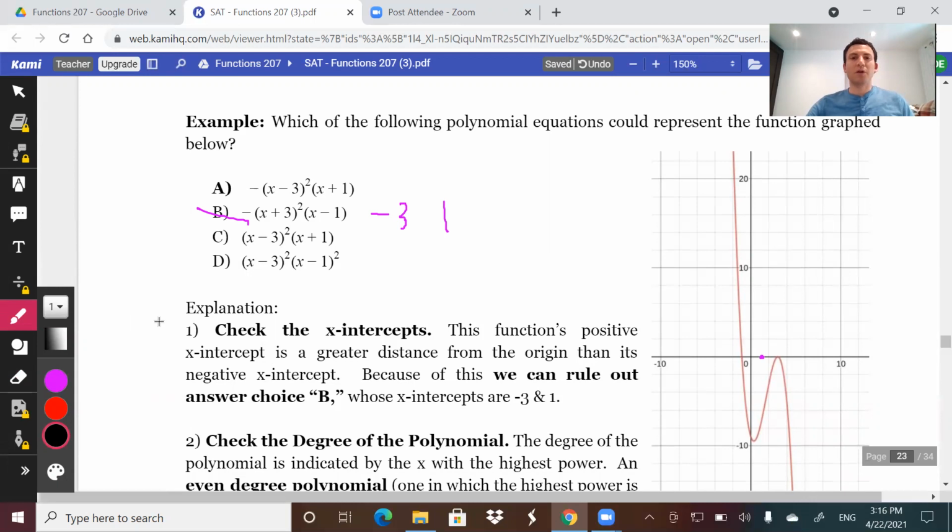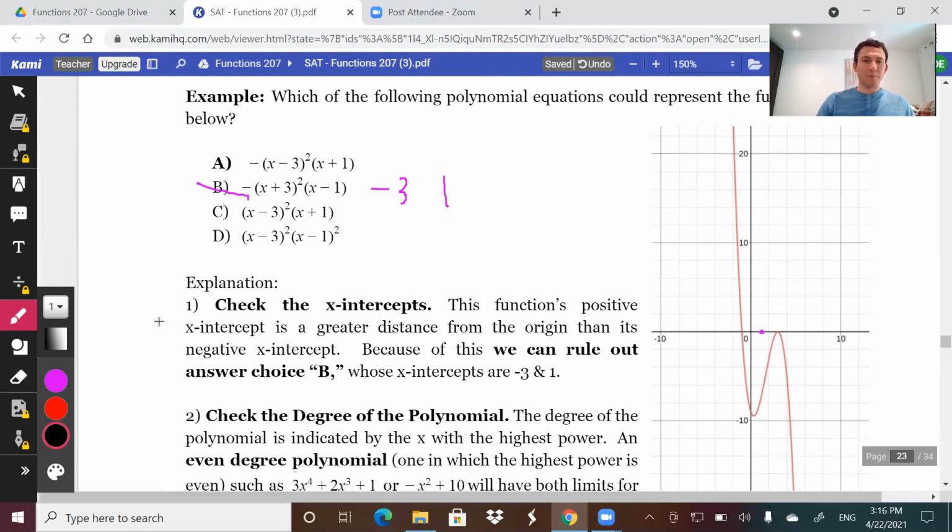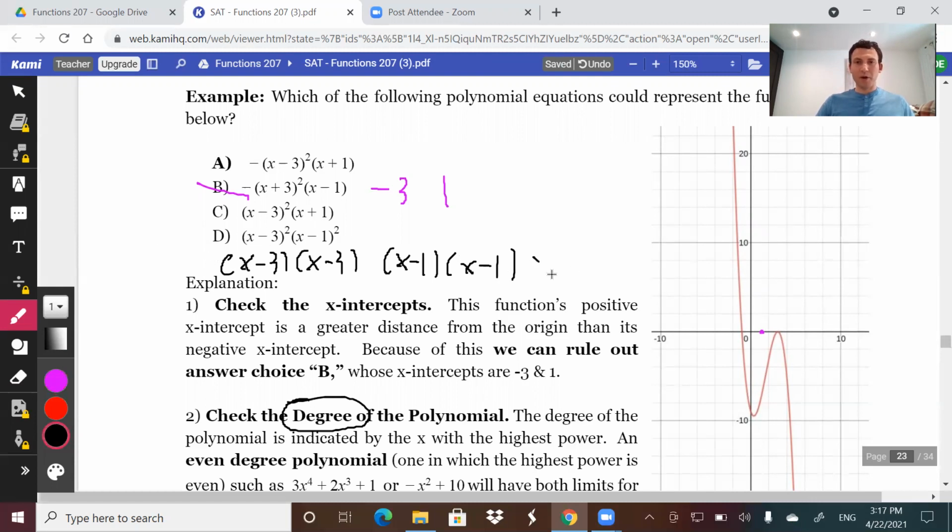Well, another read you can make is you can check the degree of your polynomial, meaning that if you multiplied everything out, what would be the highest indice or power of x? This one, if we multiply everything out, it's x minus 3, x minus 3, x minus 1, x minus 1. The highest indice you'd get would be x to the 4th. You'd have a bunch of things following it, but you'd eventually have x times x times x times x. X to the 4th would be out front.